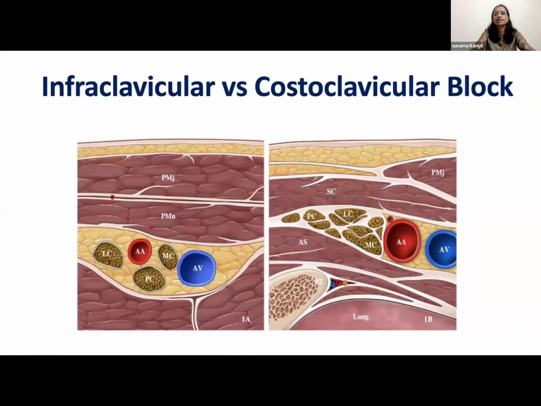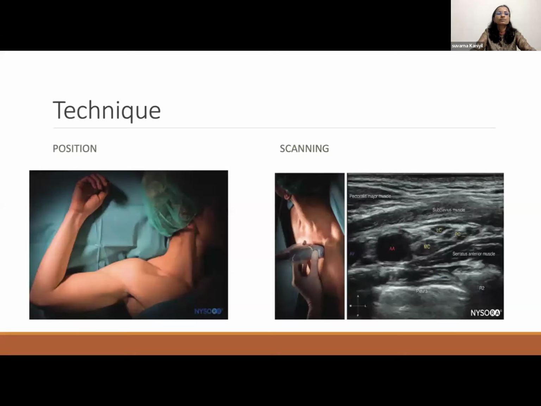In the classic infraclavicular, you can see the cords are arranged around the axillary artery: posterior, the medial between the artery and vein, and the lateral on the lateral aspect. Whereas in the second picture, the elements of the brachial plexus are arranged quite close and compact lateral to the axillary artery. So a single needling is sufficient for blocking in the costoclavicular area. That is the main advantage of the costoclavicular approach.